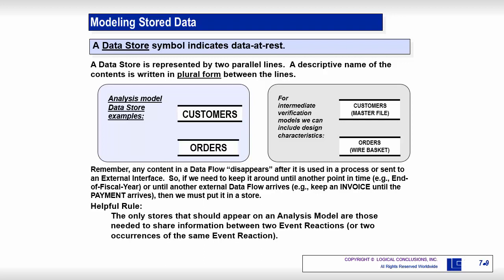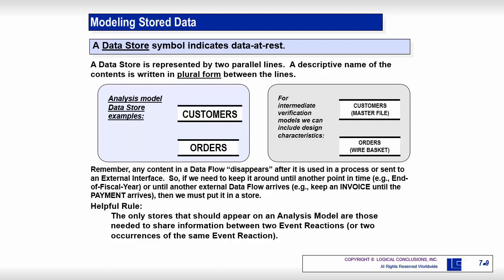The only stores that should appear on an analysis model are those needed to share information between two event reactions or two occurrences of the same event reaction. So in the example I just used, where we need to keep an invoice until the payment arrives, the event reaction that created the invoice needed to share that invoice with the event reaction that processes the payment for that invoice. So a store is needed.